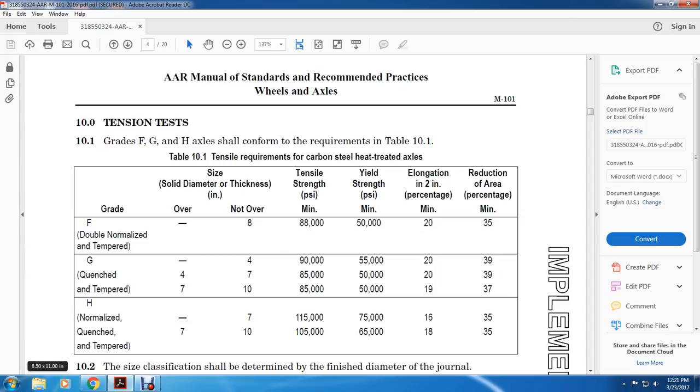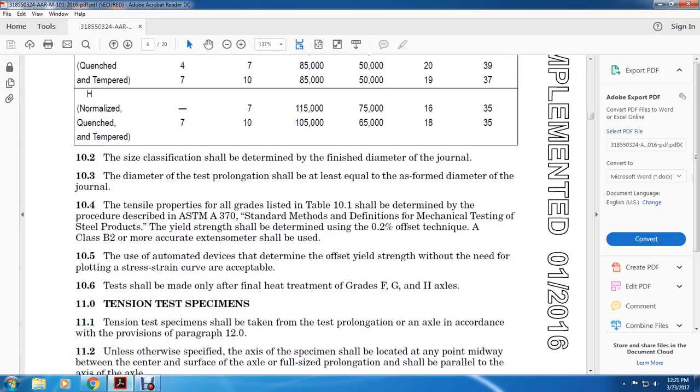Grade H, normalized, quenched, and tempered, not over 7, 115,000, 75,000 yield strength. Elongation 16% in 2 inches, 35% reduction of area. Over 7 but not over 10, 105,000 tensile strength, 65,000 yield strength, 18% elongation in 2 inches, and reduction of area 35%.